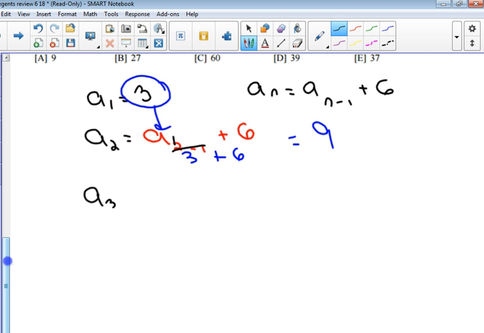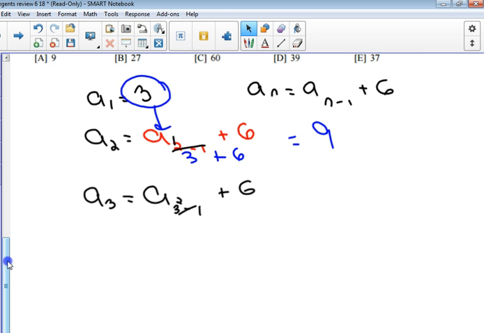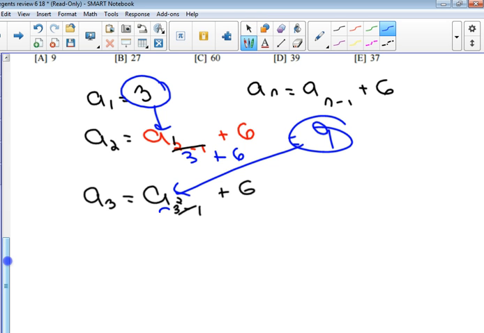So now if we want the third term, where you see an n, what do you want to put in? 3, good. So it becomes a to the 3 minus 1 plus 6. Good. So what was a sub 2? 9, good. I'm going to take the 9, plug it in. Good job, 9 plus 6, 15.